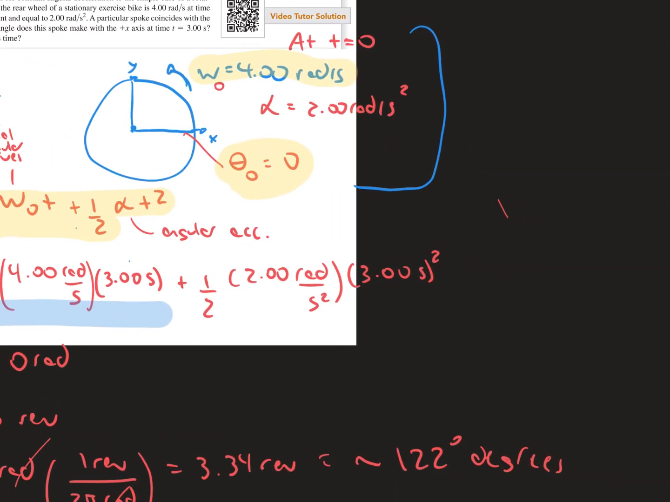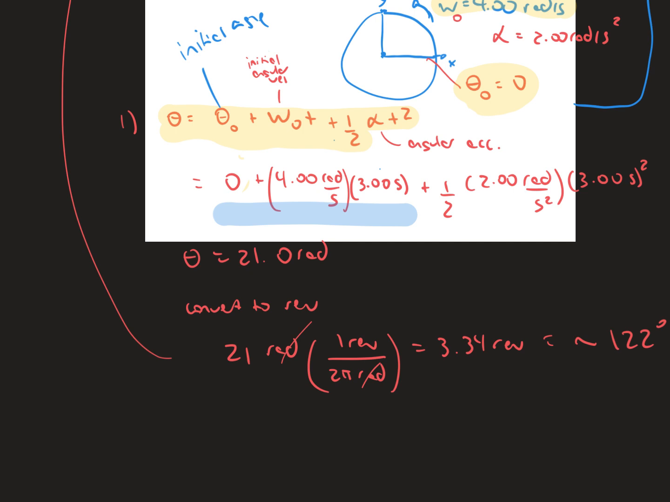We also add to it 1/2 times the angular acceleration, which is also given, 2 radians per second squared, times the time, 3 seconds, also squared. And that should give us the value for theta being equal to 21 radians.